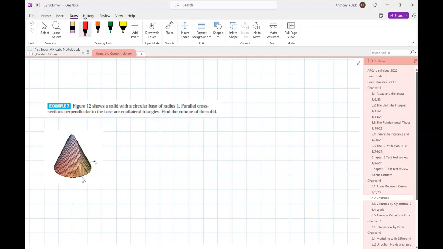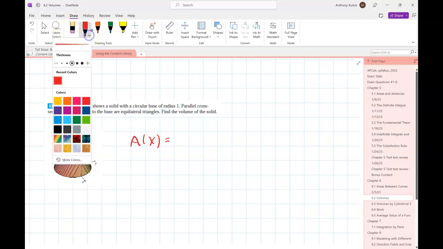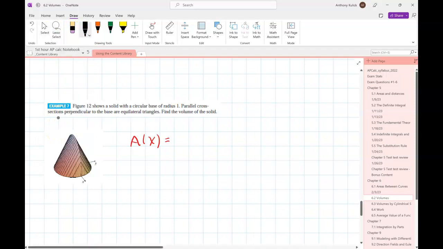So here it says that we have a solid with a circular base of radius 1, and then parallel cross sections perpendicular to the base are equilateral triangles. And we're asked to find the volume of the solid. So our area function is going to be triangular, right? Notice that we're not given an equation anywhere in here, so we're going to have to make our own. That's okay.